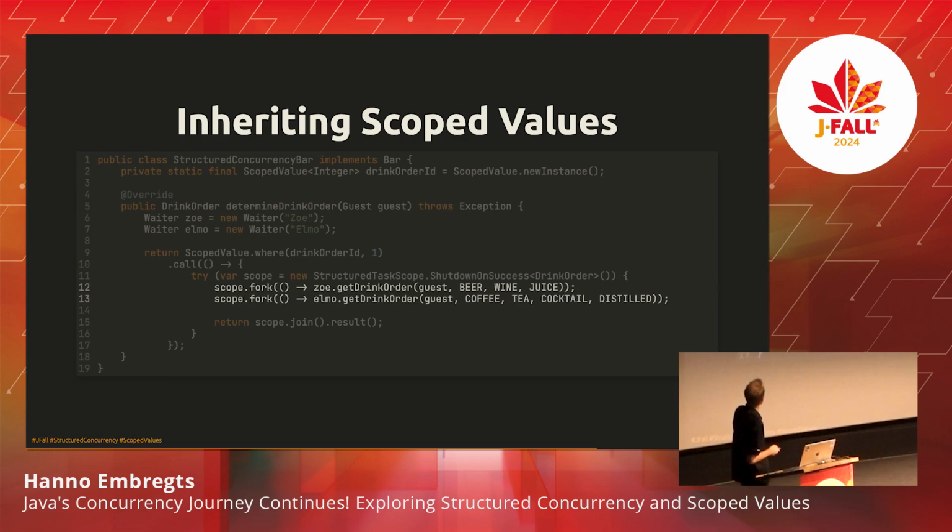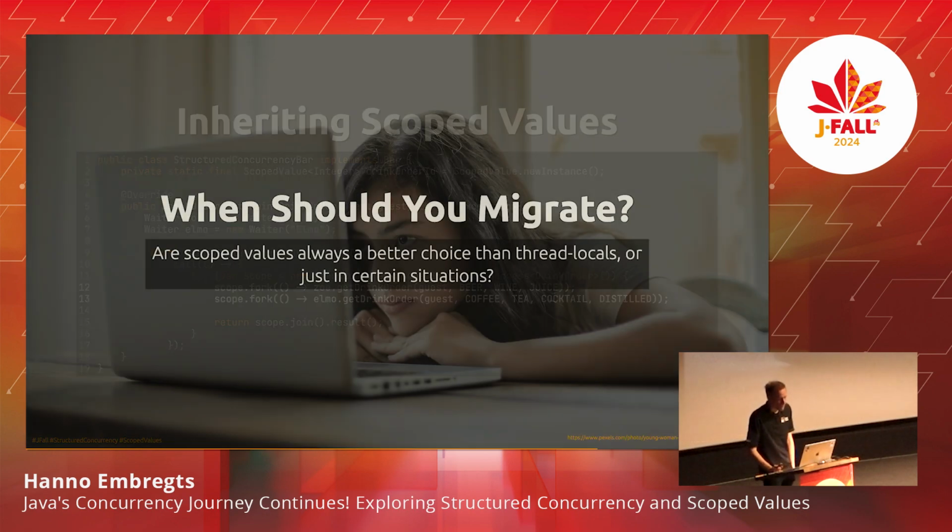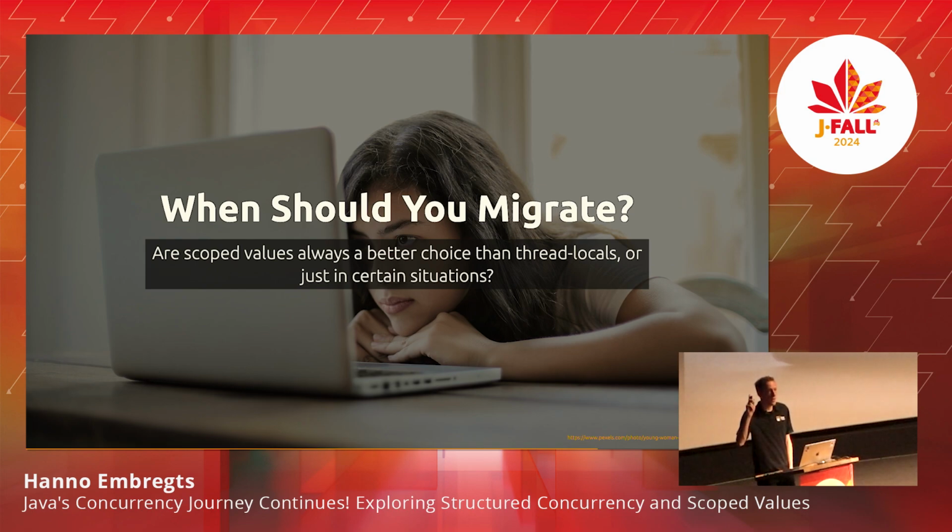When we get to line 15, scope join result, the scope has been terminated, and we can be sure that the scoped value that is passed here is not shared elsewhere. So this is a very unique feature of the combination of scoped values and structured concurrency, how they can work together. Okay, so what if you say right now, I have thread locals in my source code, should I migrate? And are they always a better solution? Well, this is my opinion on the matter.